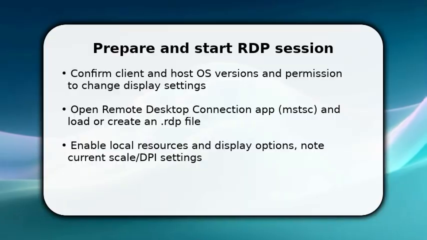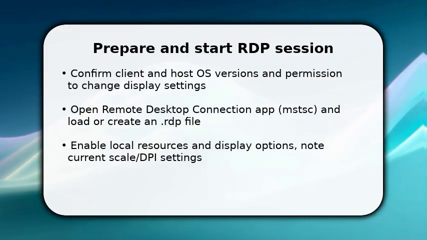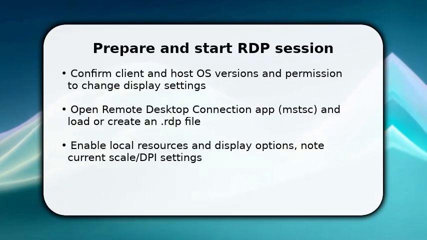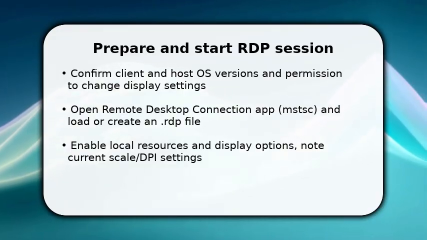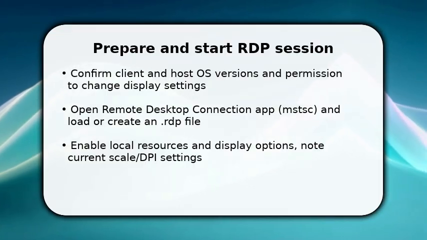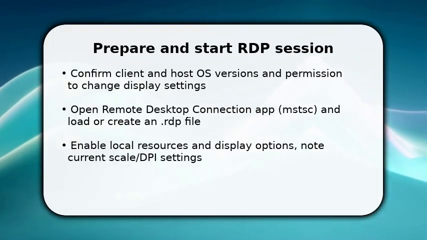You'll begin with the essentials. Verify that both machines allow display changes and that you have admin or appropriate user rights. Once confirmed, open Remote Desktop Connection, MSTSC, and either connect or save an RDP file to edit. Make sure you open display options and note the current resolution and scaling. This tells you what to change and why.